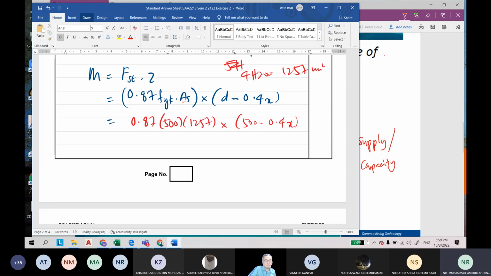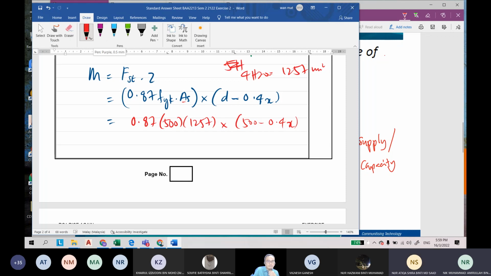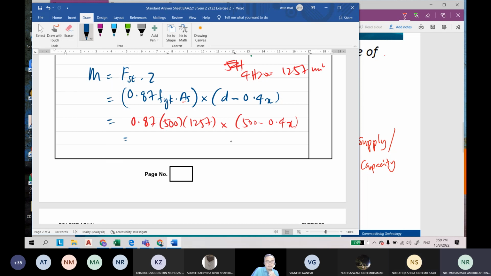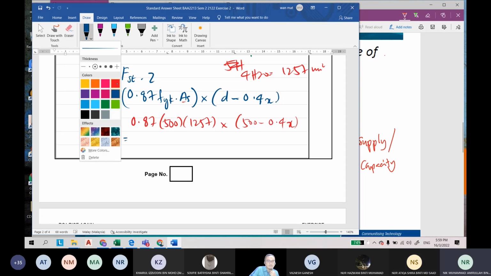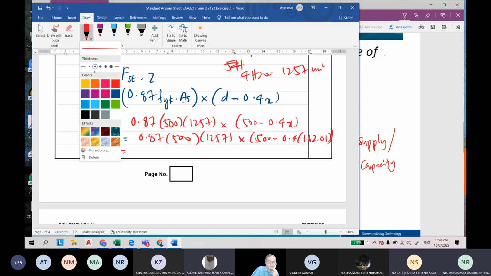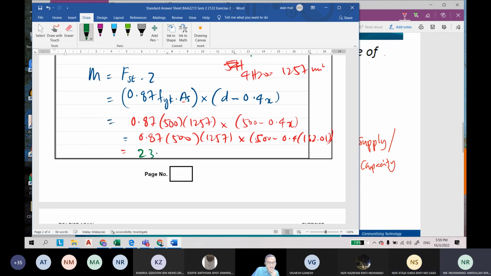So what is the value now? 238 kilonewton meter. Sorry, one moment. Let's go back. 0.87 times 500 times 1257 times 500 minus 0.4 times 162, right? Okay, what was the answer? 238 kilonewton meter. So this is the capacity of the beam.